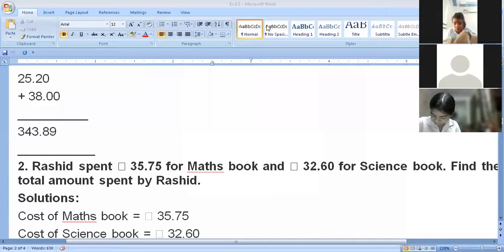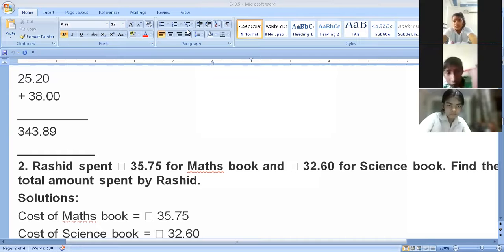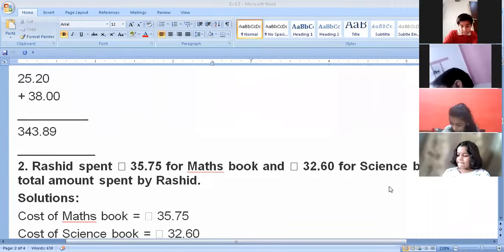Rashid spent rupees 35.75 for maths book and 32.60 for science book. Find the total amount spent by Rashid. So what you are going to do in this question? Addition, subtraction, multiplication or division? Yes, Charvi, you're right. We are going to do addition. Yes. Right, Riddhima? Yes, Tanishk, right. Shivam, Tanishka, your camera is still off.